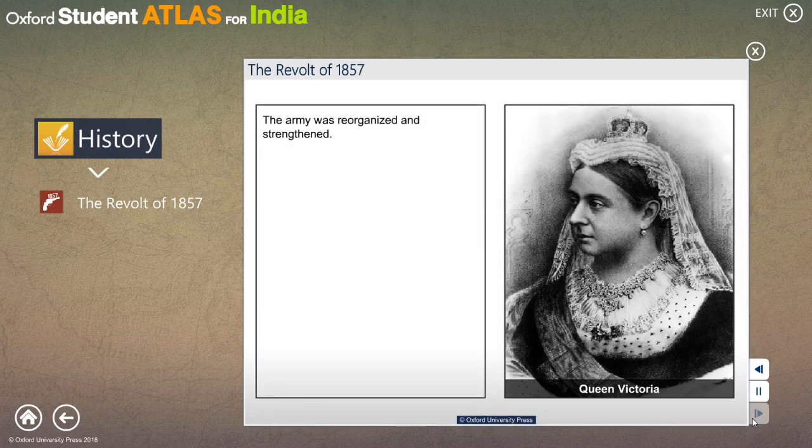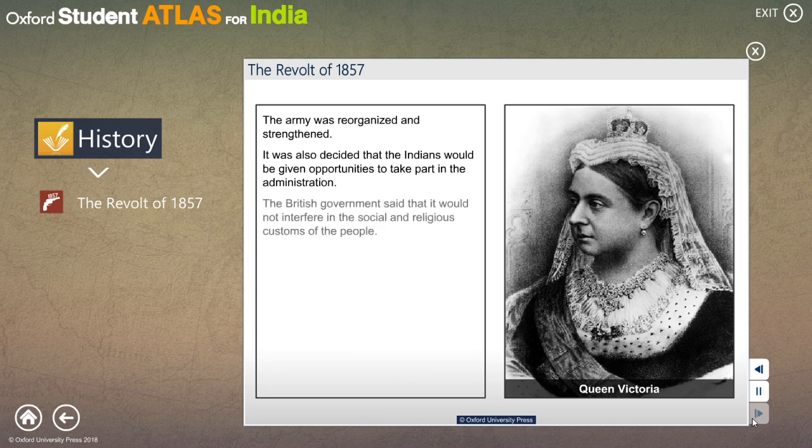The army was reorganized and strengthened. It was also decided that the Indians would be given opportunities to take part in the administration. The British government said that it would not interfere in the social and religious customs of the people. A general pardon was granted to all the rebels except those who had killed the British.